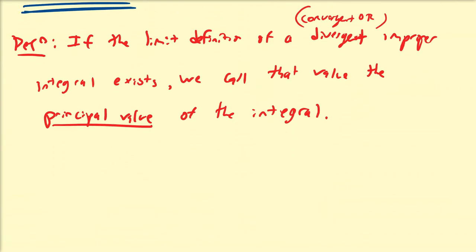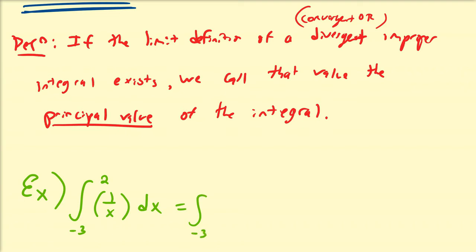So let us do an example. This example is going to consider the integral from -3 to 2 of 1 over x dx. Notice that this function has an infinite discontinuity at x equals 0. So we need to sort of bounce around this singularity.